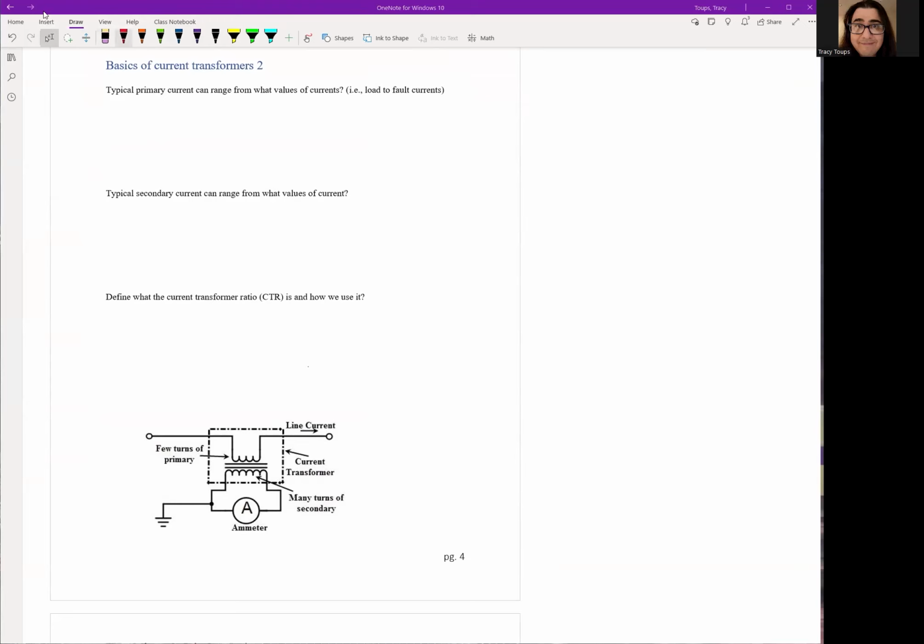Okay. So kind of going with that, let's talk about that ratio. Now, just a reminder, the typical primary line current can range from low current, which can be as small as 50 amps, to, so it could be back and forth, fault current as large as 60,000 amps, so 60 kiloamps. Okay, so there's a very wide range we have to be acceptable to, right?